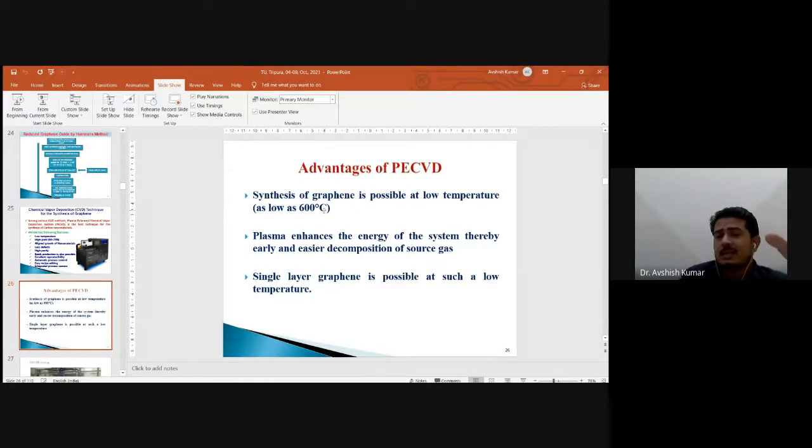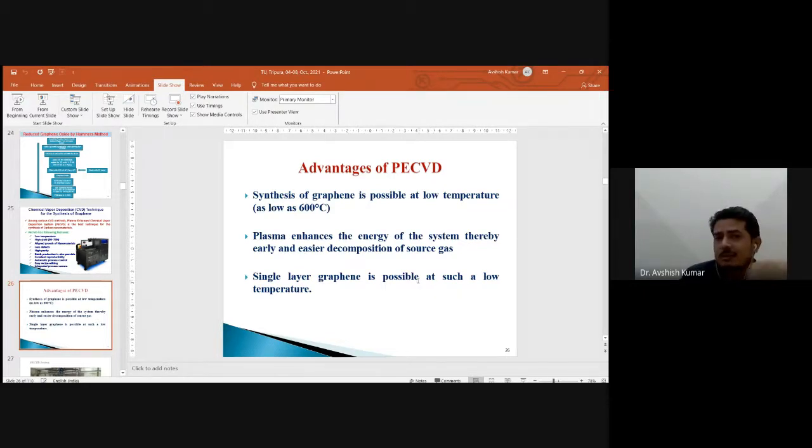I have optimized the growth even at 450 degrees centigrade or 500 degrees centigrade. But if you compare it with thermal CVD, you will find it at around 1000 degrees or even more than 1000 degrees centigrade. Here plasma enhances the energy of the system, so early and easier decomposition of the source gas is possible, and single layer graphene is possible at a much lower temperature.